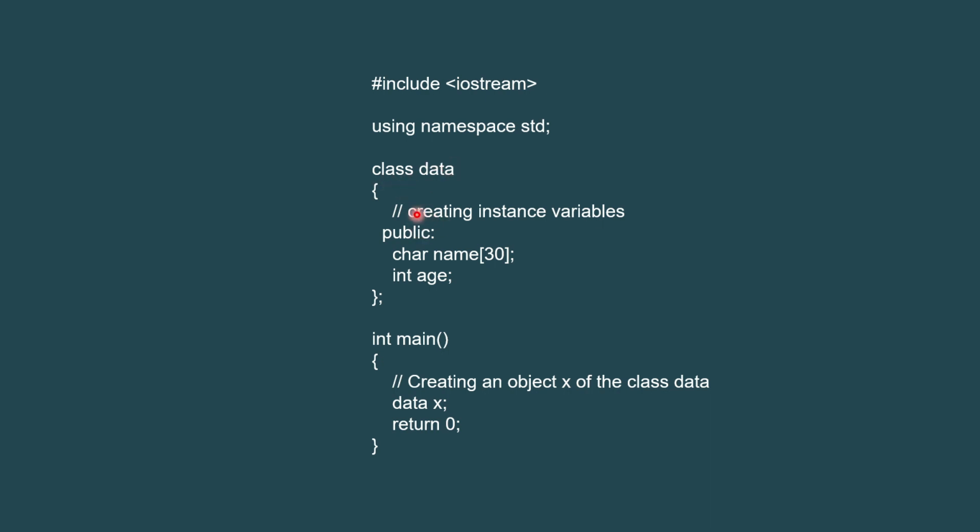Class Data, I have created some variables. If I want those variables for an instance, I will create an object known as X by using the class name Data. Data X. So this Data X represents that I have created an instance, the object X, by using the instance variables char name and int. So this is an example of an instance.